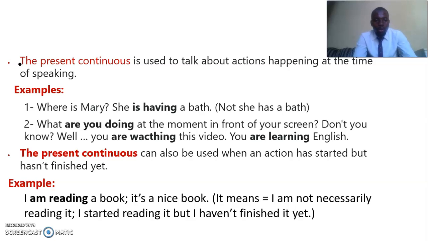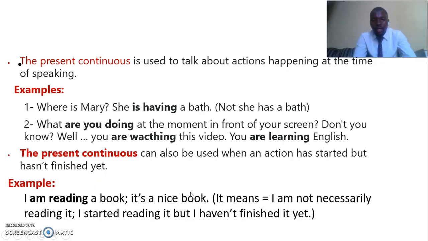So, here is another use of the present continuous tense. The present continuous tense can also be used when an action has started, but hasn't yet finished. Now, let's look at this example. I am reading a book.